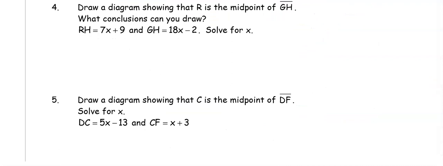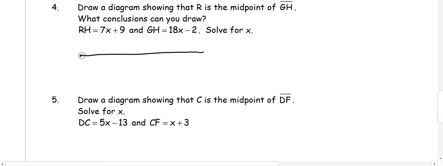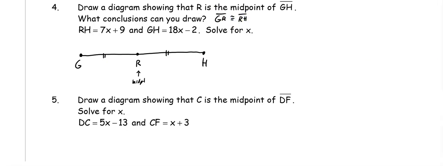In number 4, draw a diagram that shows R is the midpoint of GH. What conclusions can be drawn? And then we're going to solve for x. So when we draw GH as our whole segment, we put R in the middle. If R is a midpoint, that means it's bisecting this segment. So we can conclude that GR is congruent to RH.